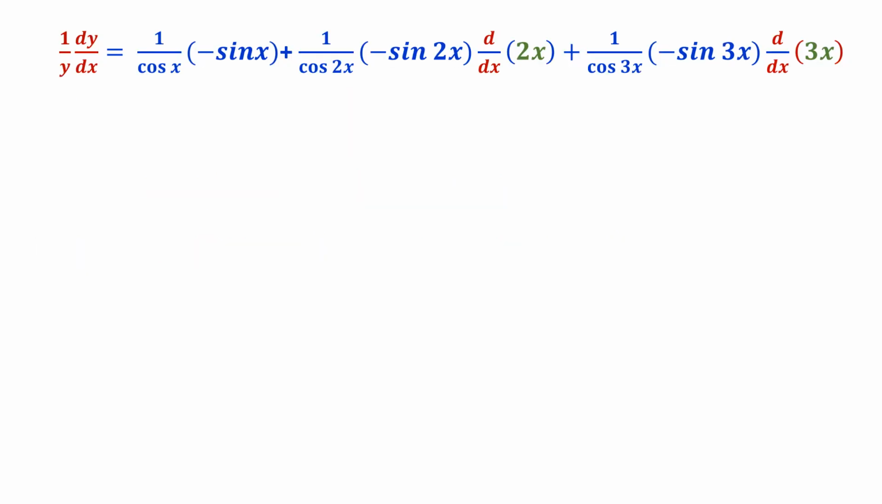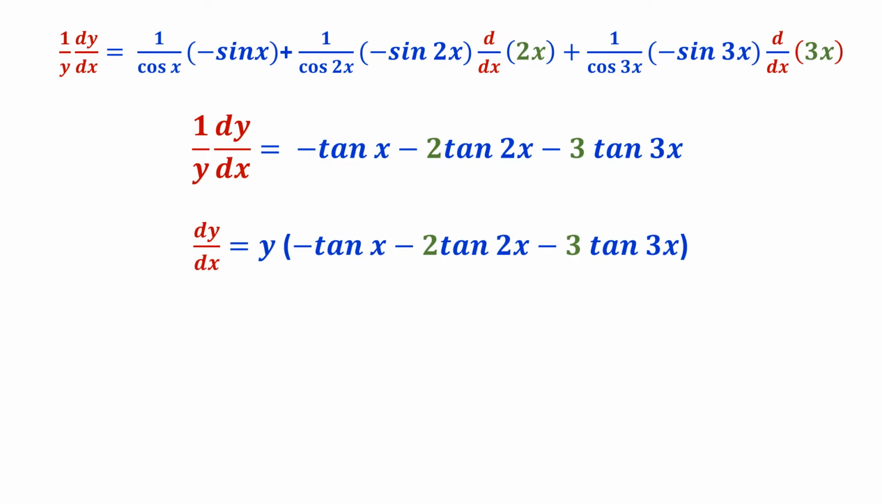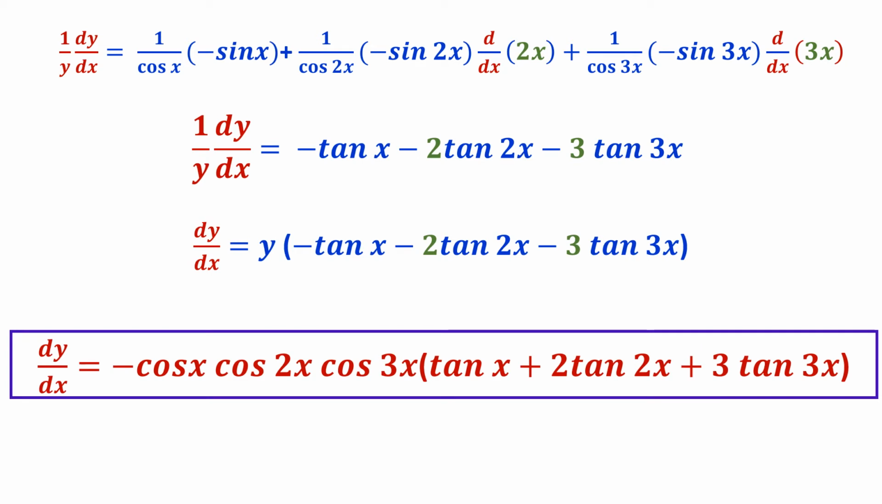The term is taken here. What is the differentiation of 2x? It is 2. Differentiation of 3x is 3. So you got it as minus tan x minus 2 tan 2x minus 3 tan 3x. Multiply it by y. Then substitute for y, which is given in the question. So minus cos x into cos 2x into cos 3x into tan x plus 2 tan 2x plus 3 tan 3x. You can leave it as it is.